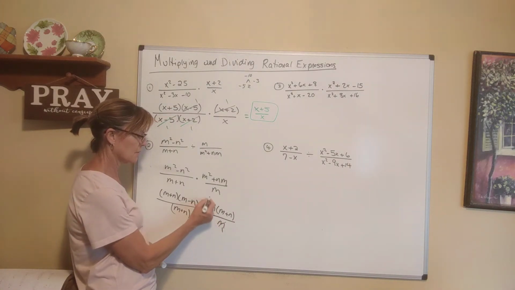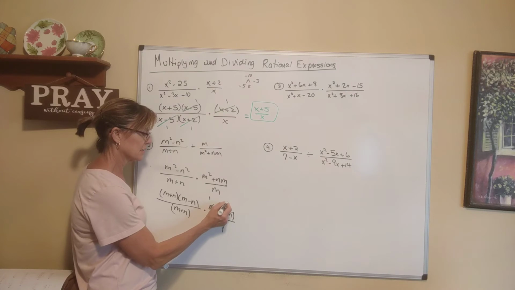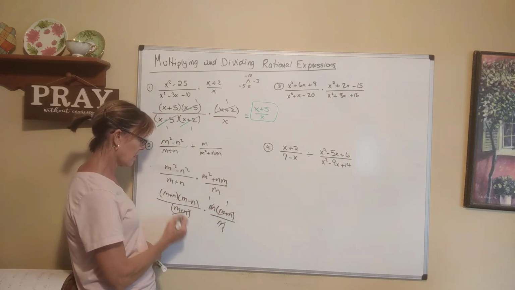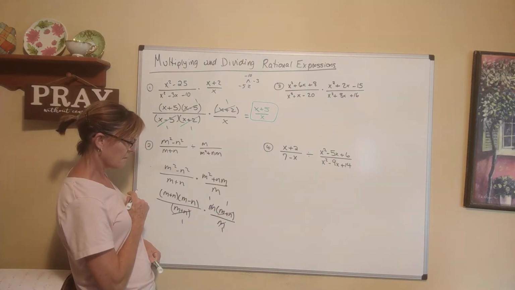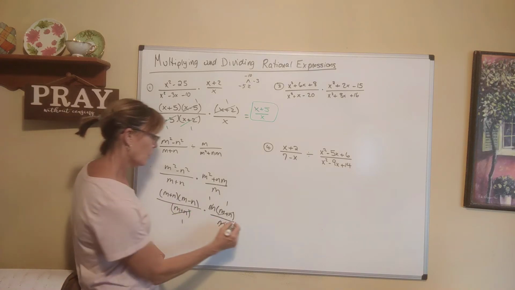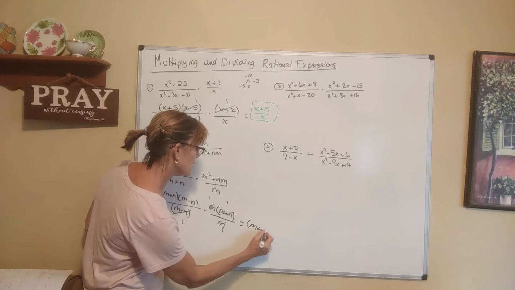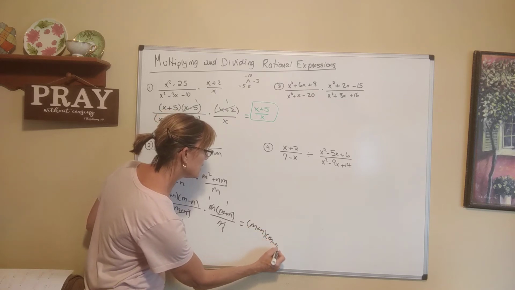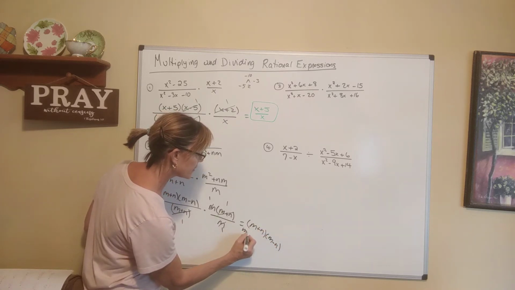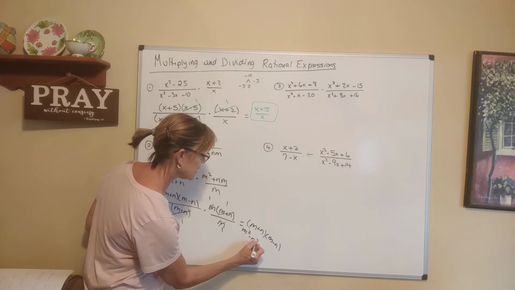M can go into m one times. M plus n can go into m plus n one time. That's everything we can do. We are left with m plus n times m minus n, or if you want to multiply it back together, you get m squared minus n squared.